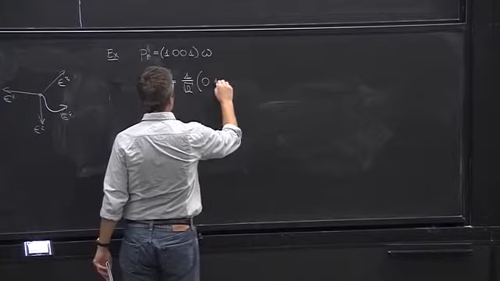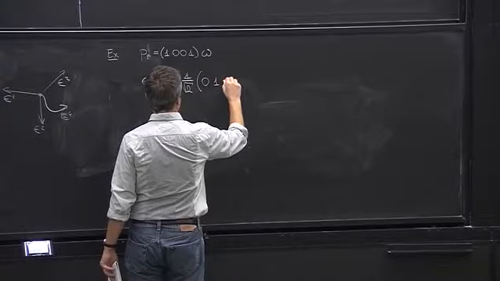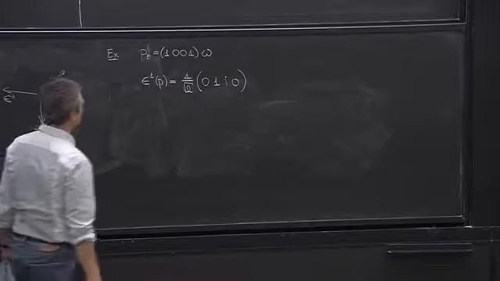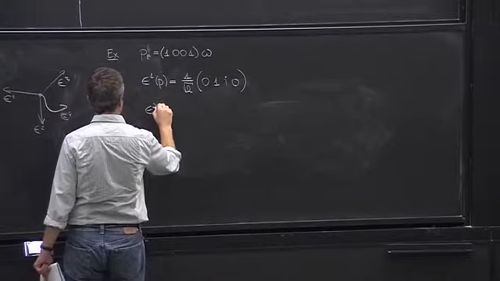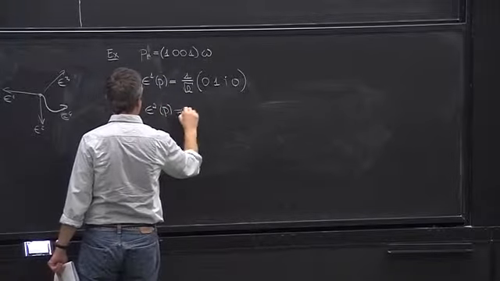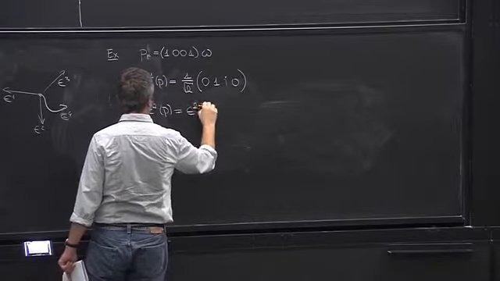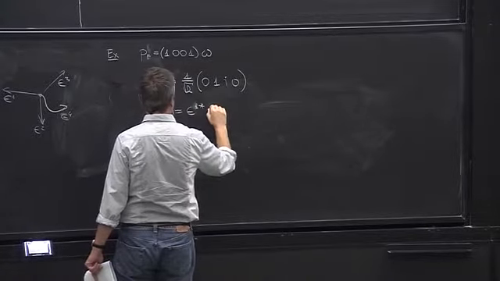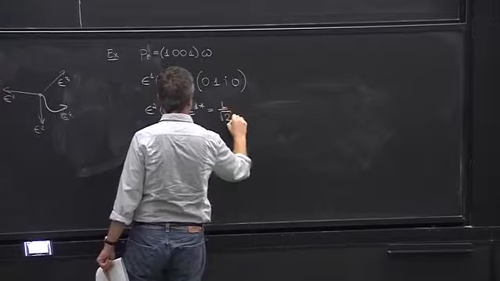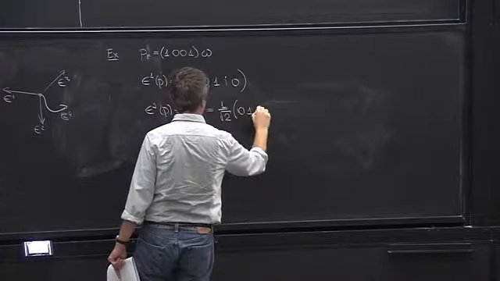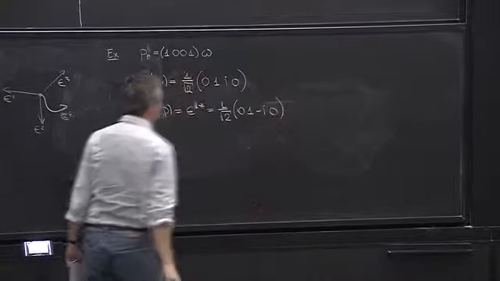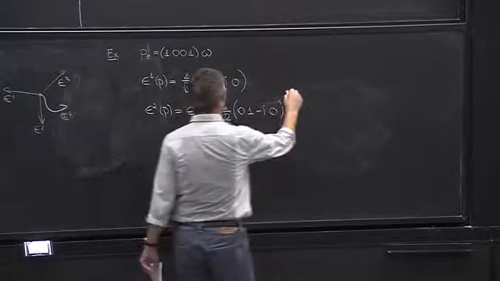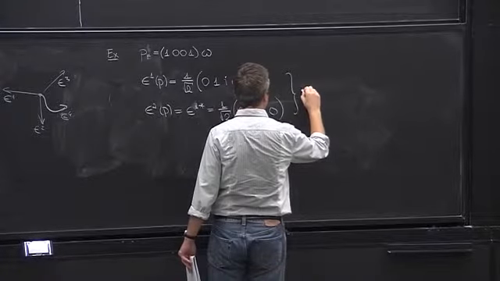What we will do, we'll choose the vectors that have components 0, 1, i, 0, and then epsilon 2 we will choose to be the complex conjugate of epsilon 1. So this will have components 0, 1, minus i, 0. So the claim is that this describes circularly polarized electromagnetic waves.